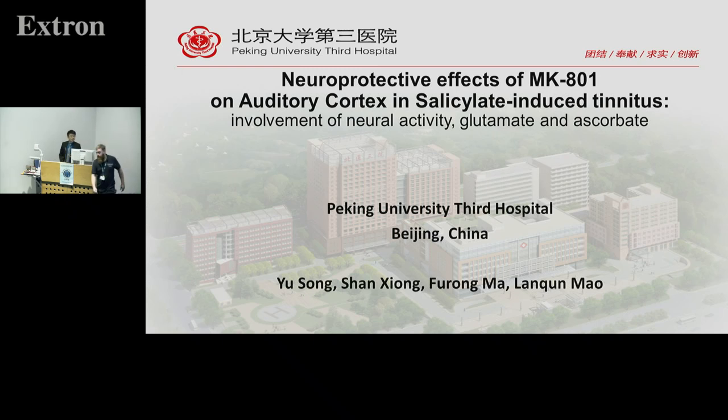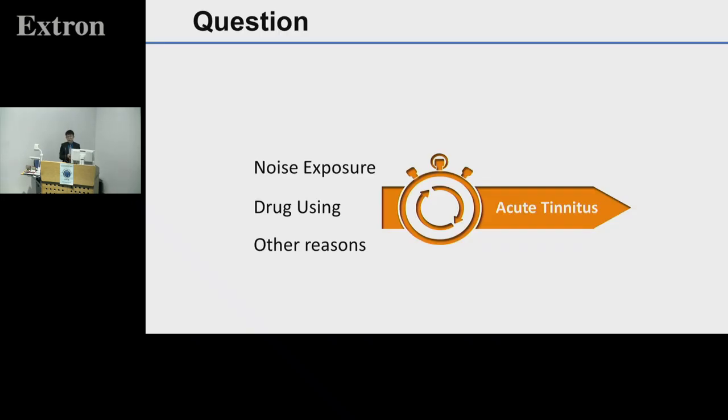Okay, today my topic is the neuroprotective effects of MK801 on auditory cortex in salicylate-induced tinnitus. I'm Yu Song from Peking University Third Hospital. I'm from China.